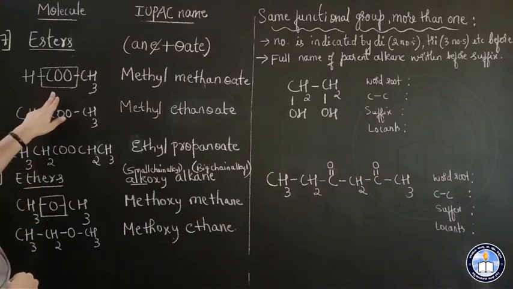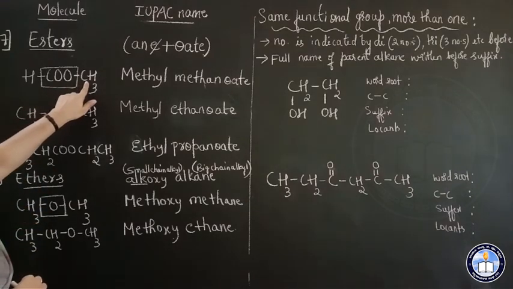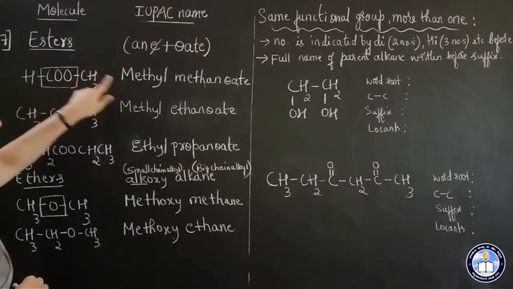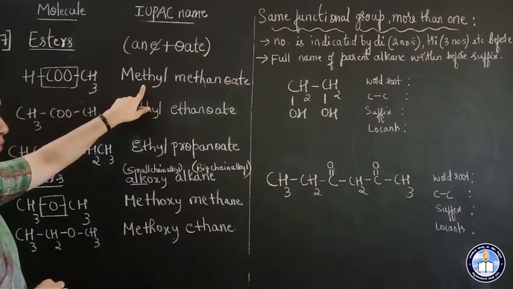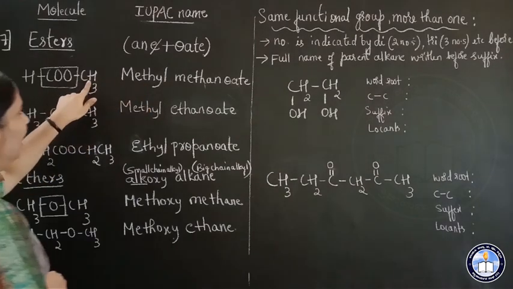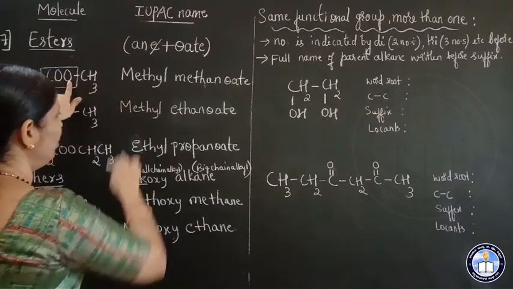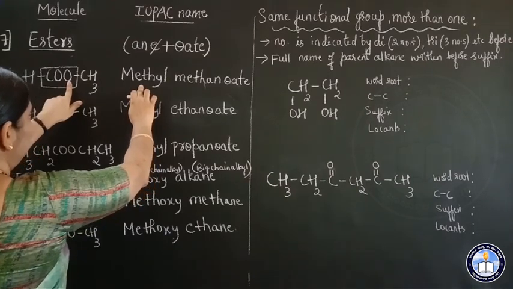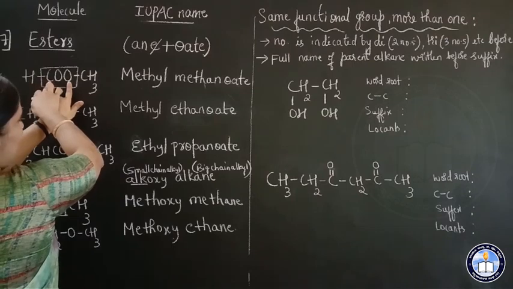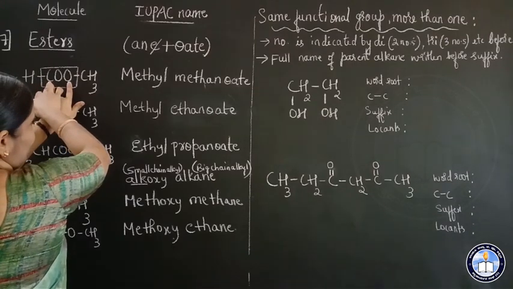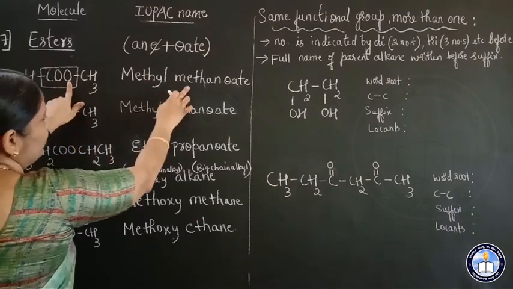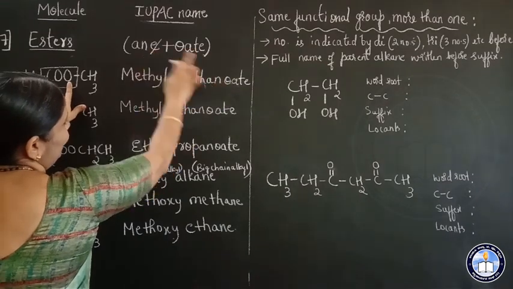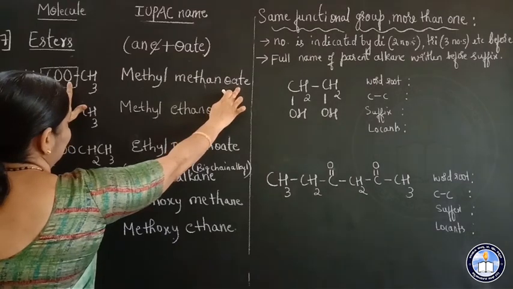Now, how to name this? The alkyl group that is attached to the oxygen, you have to write it first. Alkyl group attached to the oxygen, you are going to write first here. Right? Then, next you check the number of carbon atoms. So that will be your word root. Then, you replace E of ANE by OAT.